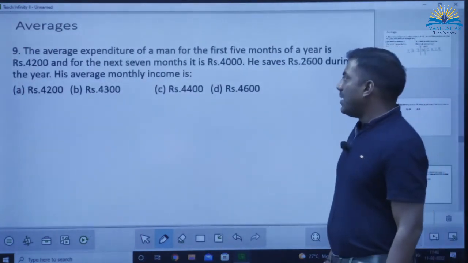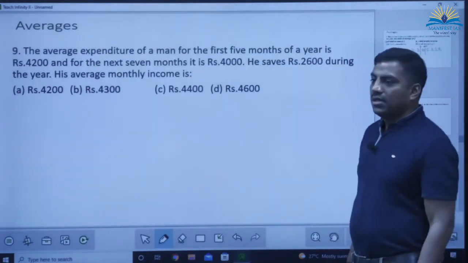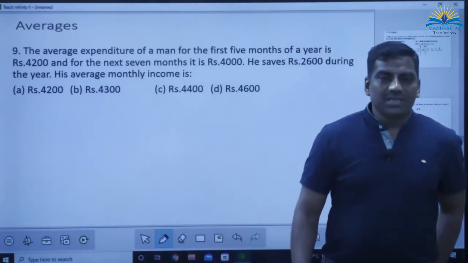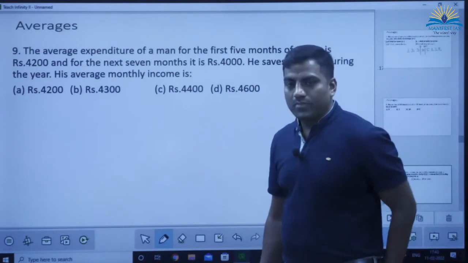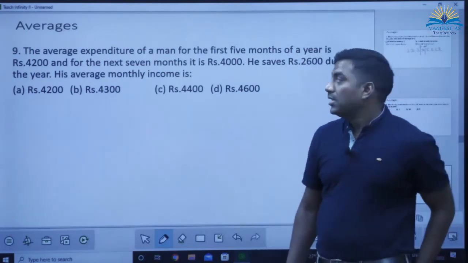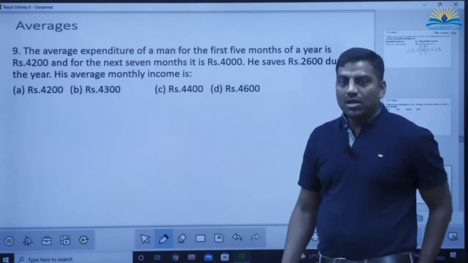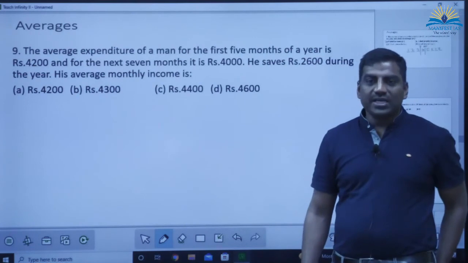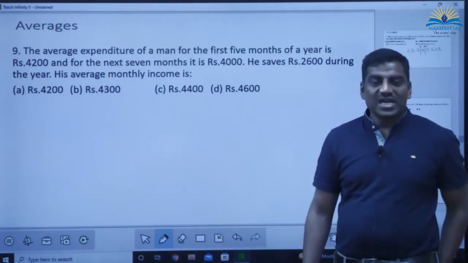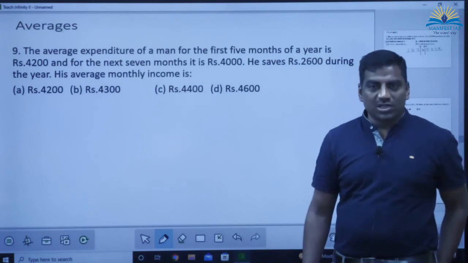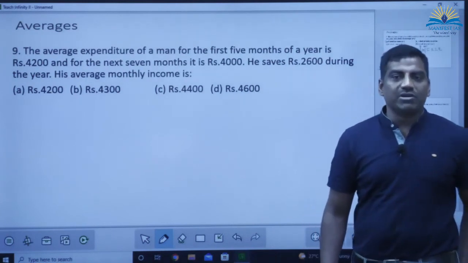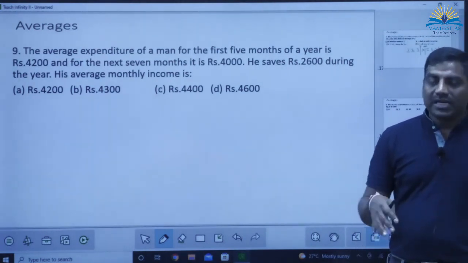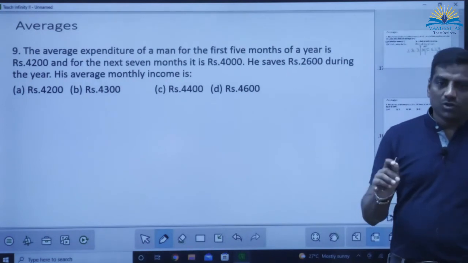The average expenditure of a man for the first 5 months of a year is 4,200. What does that mean? Every month he is spending how much? Average means what? Every month he is spending 4,200. If they had given the sum of his expenditure for the 5 months, then we would have taken 4,200 divided by 5. Now they have given the average expenditure for 5 months is 4,200.